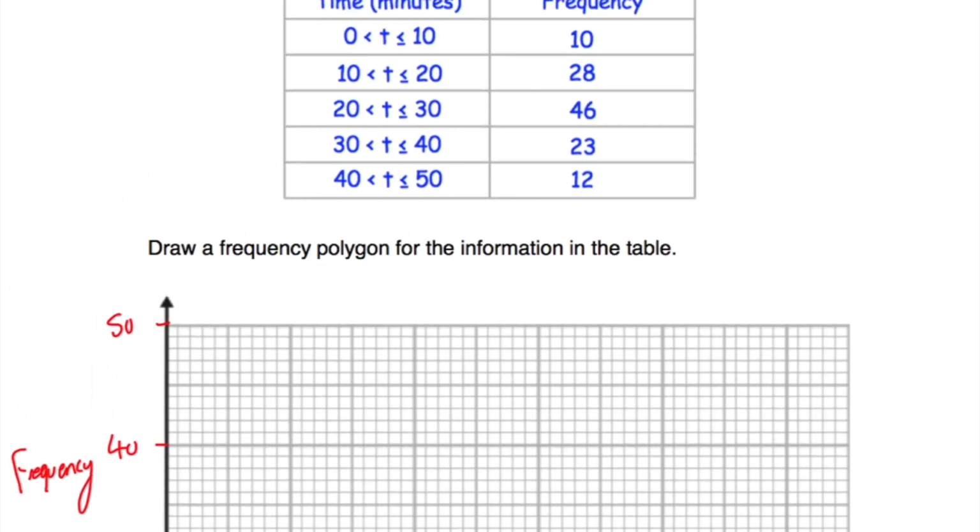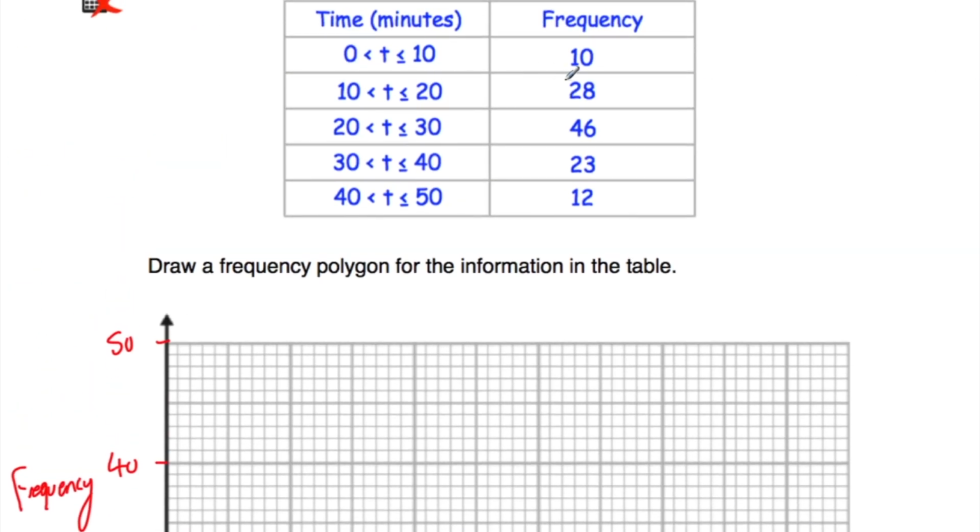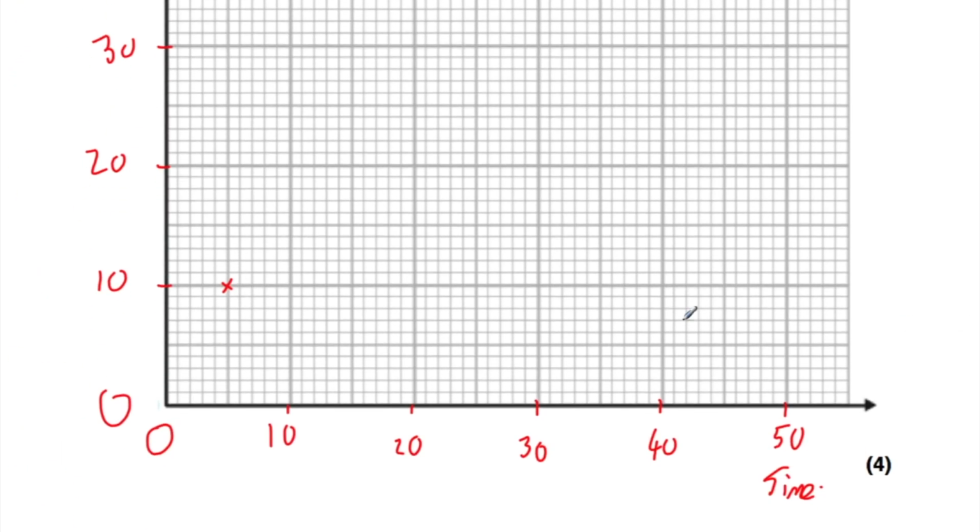Next, we've got between 10 and 20 minutes, and that's 28. So it's going to be 15 minutes and up to 28. So let's go to 15 minutes and up to 28. Now we are going up in ones here. 1, 2, 3, 4, 5, 6, 7, 8, 9, 10. So we're going 15 and up to 28. So 20, 25, 26, 27, 28. So that will be there.